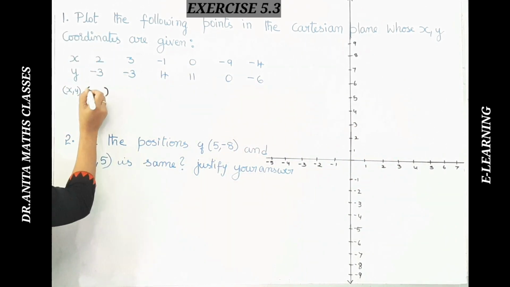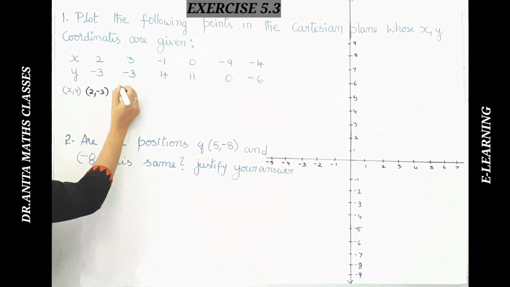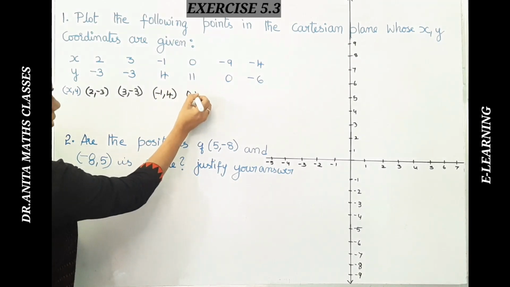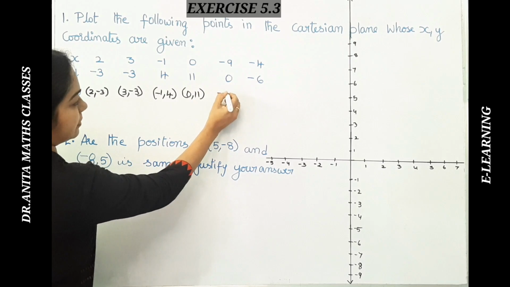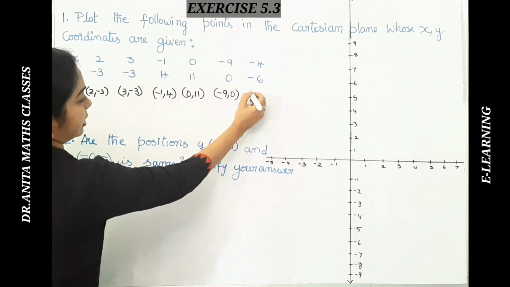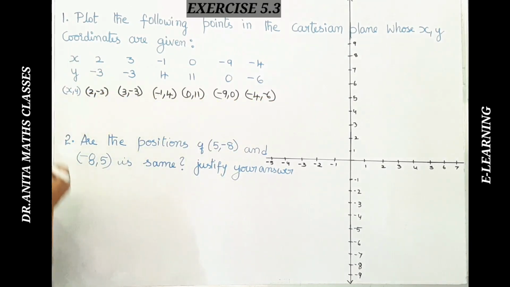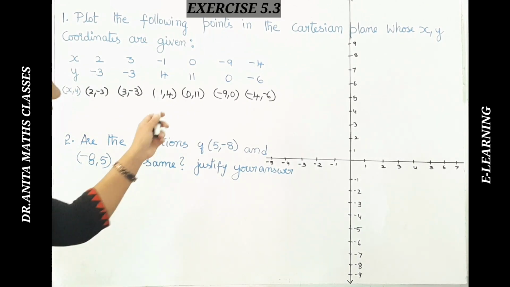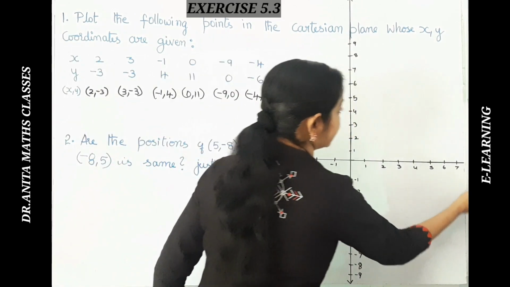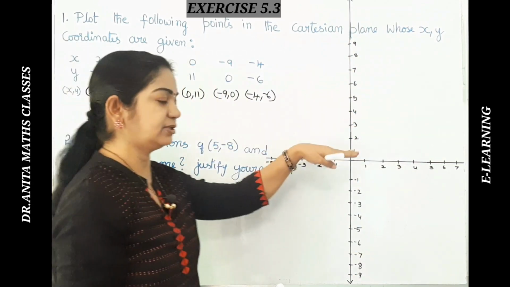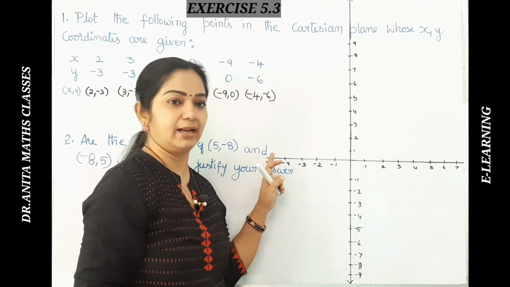Okay, so the points here are (2, -3), likewise (3, -3), (-1, 4), (0, 11), (-9, 0), and (-4, -6). So these are the points. Let's locate them on the graph sheet. I have noted down the x-axis and the y-axis. On your graph sheet, just keep the center of the graph and draw a line.